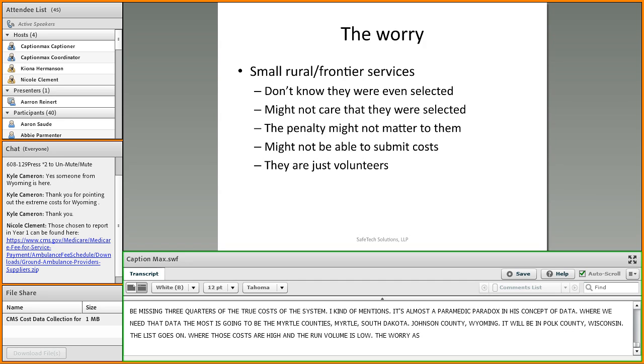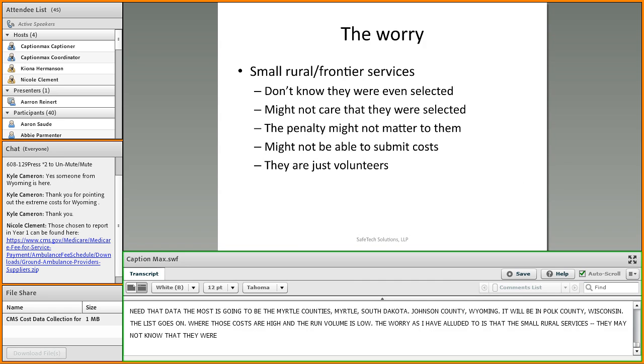And as I kind of mentioned, it's almost the paramedic paradox in this concept of data. Where we need the data the most is going to be in Murdo County, or Murdo, South Dakota. Jones County is going to be in Johnson County, Wyoming. It's going to be in Polk County, Wisconsin. The list goes on, where those costs are high because the run volume is low.